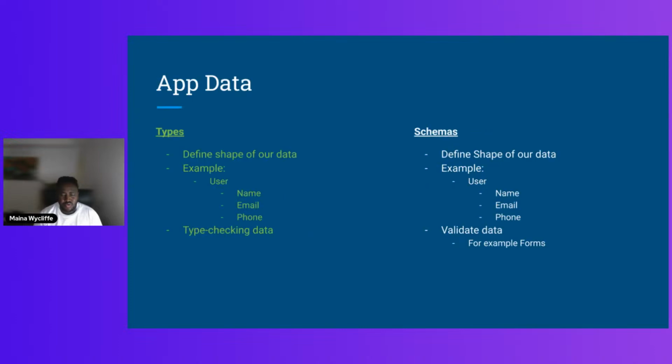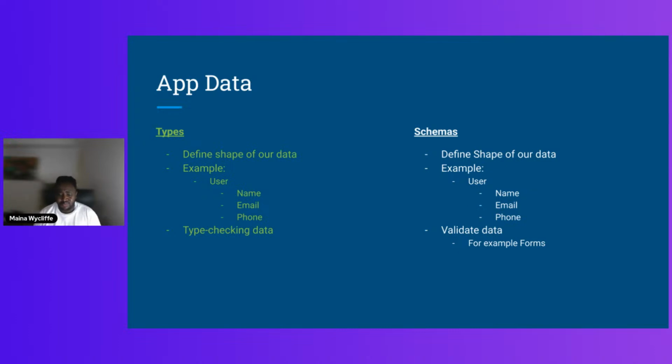So, a question about application data. What is application data? This is data within our application. This could be data that we're going to be saving to the database. Could be form data. This could be any kind of data.